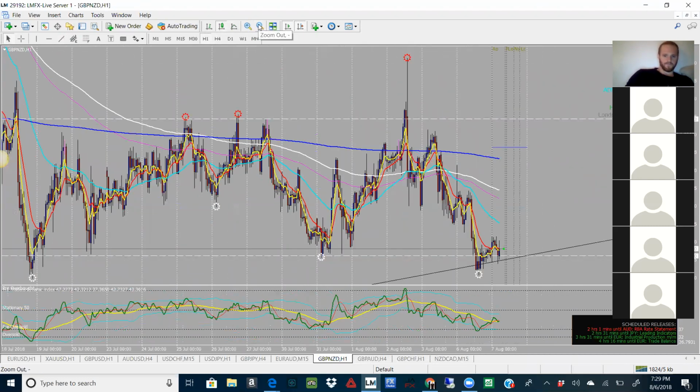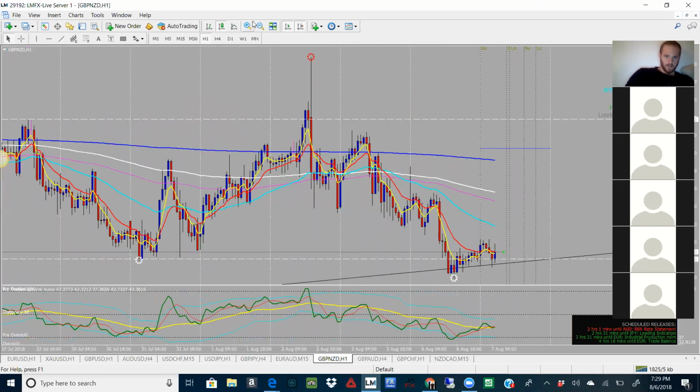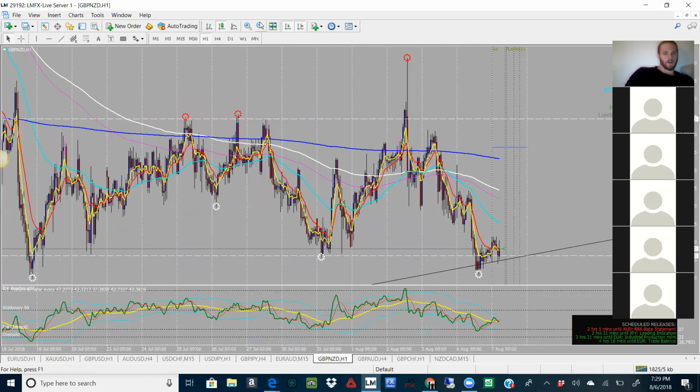1 hour, it's in consolidation. This is really hard to tell. I don't like this pair. If it breaks this low, it's going to continue. Actually, hold on. Let me draw this out.